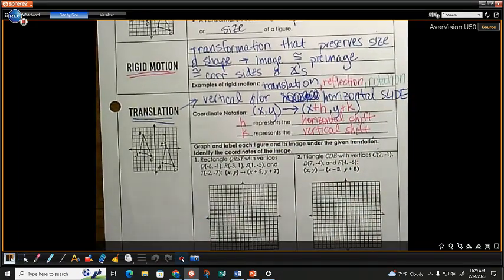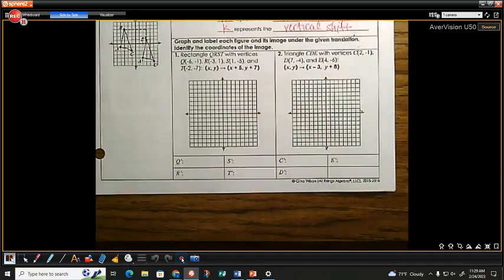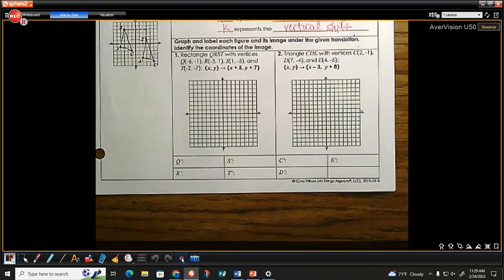Okay? But there's a catch here. And to see what the catch is, I'm going to have y'all take this. Now, could you graph these? Yes, you could graph rectangle QRST. You don't have to.